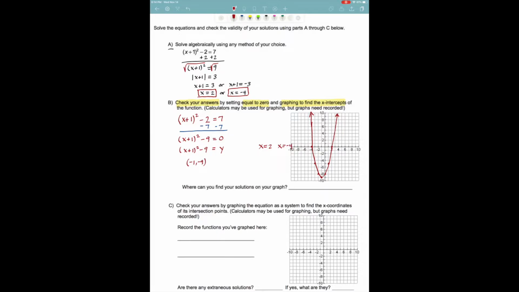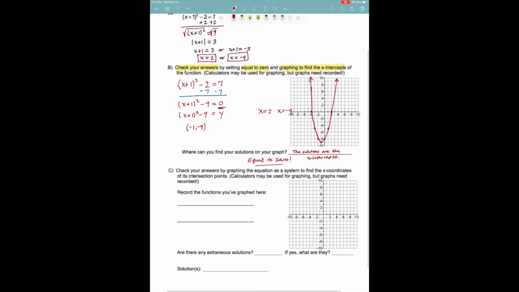Where can you find the solutions on your graph? Well, when we set it equal to 0, and I'm trying to emphasize that, when we set it equal to 0, that means that our solutions will be on the x-axis. Those are our x-intercepts. So one more time, when we set that equation equal to 0, and then we take it and graph it there, our solutions are the x-intercepts.